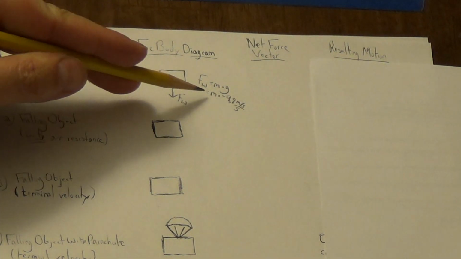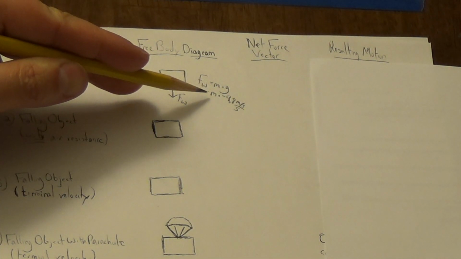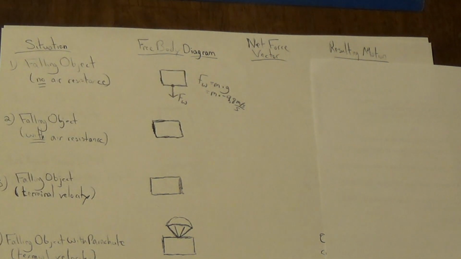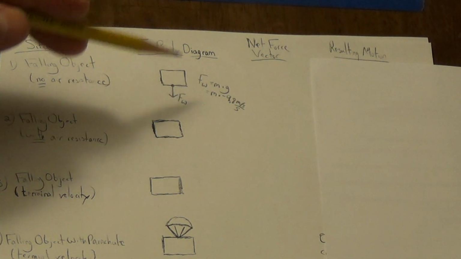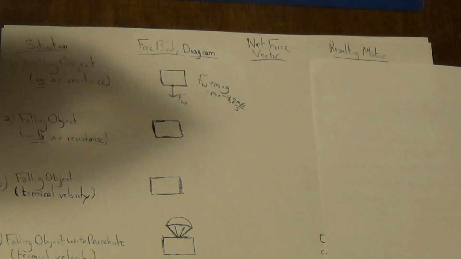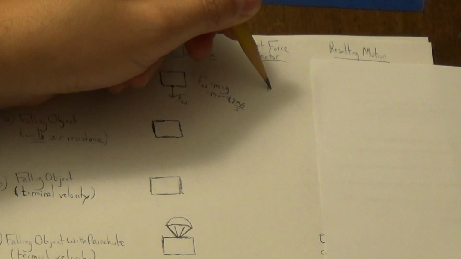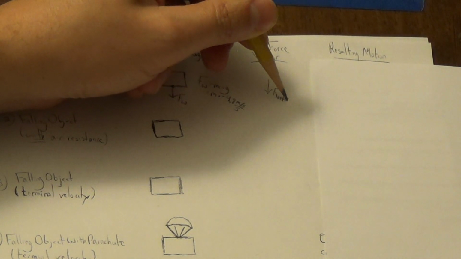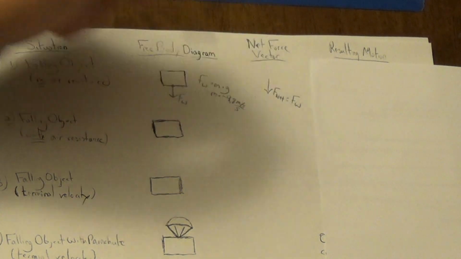So the mass could be measured in kilograms. If this is a 20 kilogram object, multiplied by the acceleration of gravity, that would give you how many newtons of force are pulling it down due to the weight of the object. Now the net force vector, if we say all the forces acting on it, what do they add up to be? Since there's only one force, this is really basic, then the net force is down. In this case, the net force equals the force of your weight.